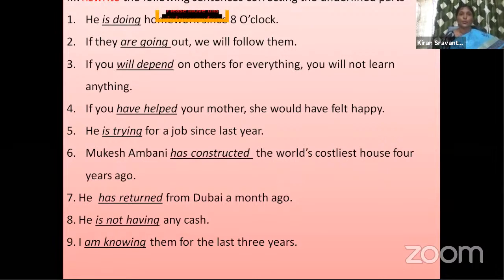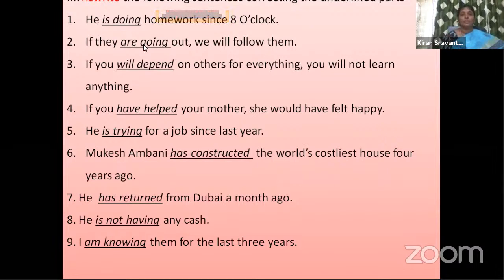So, he is doing homework since 8 o'clock. Since refers to a point of time, and it refers to present perfect continuous tense. So, he has been doing homework since 8 o'clock.